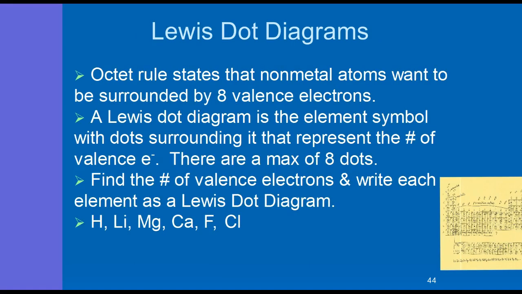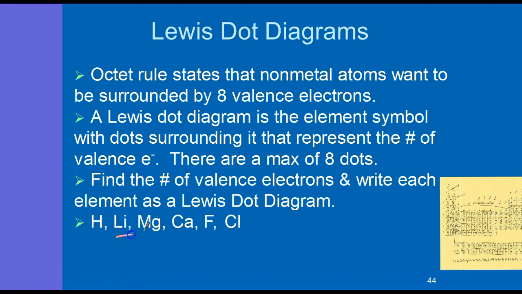So Lewis dot diagrams, you probably learned this in biology. It follows the octet rule. The octet rule states that nonmetal atoms want to be surrounded by 8 valence electrons. A Lewis dot diagram is the element symbol with dots surrounding it that represent the number of valence electrons, hence Lewis dot. There are a maximum of 8 dots. You probably learned a very particular way to do it in biology. If we were to have hydrogen, I would look at hydrogen and find its valence electron is 1, so we have 1 dot. If this is generic element X, and it were to have 8 dots, you can have only 2 on each side. Don't put 3 on each side, and I don't care which order you fill them up in.